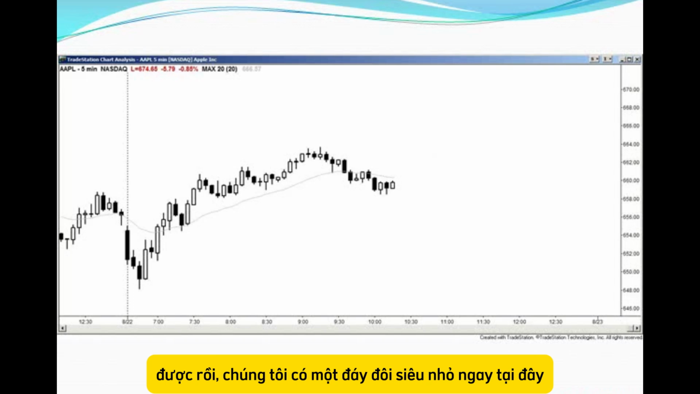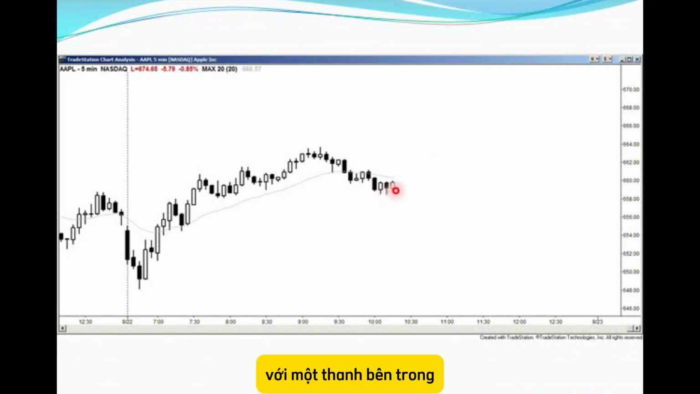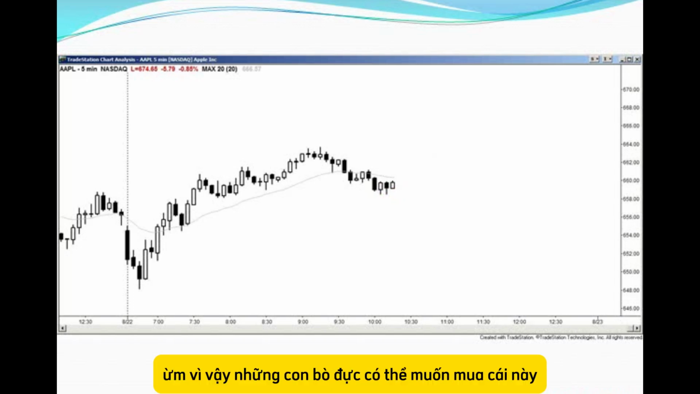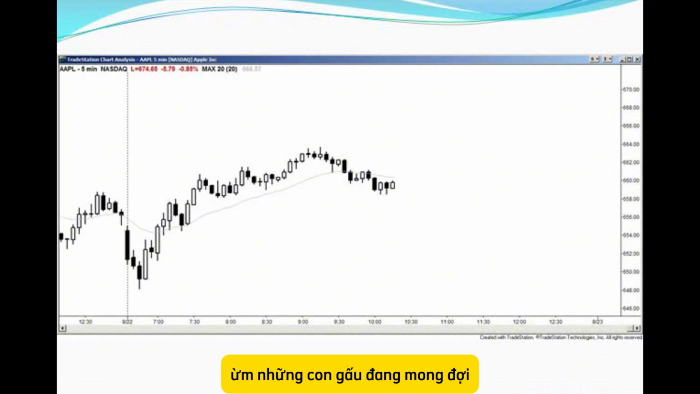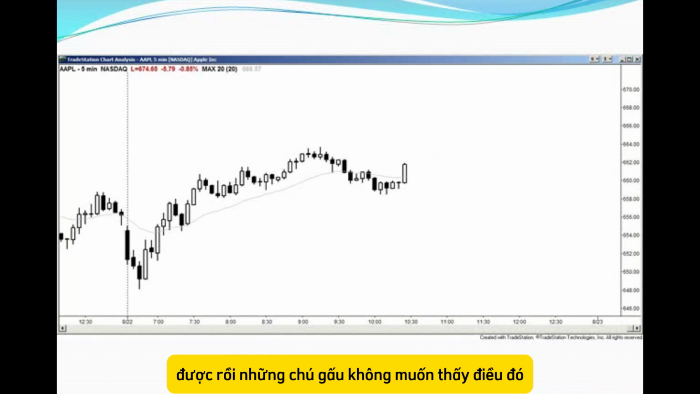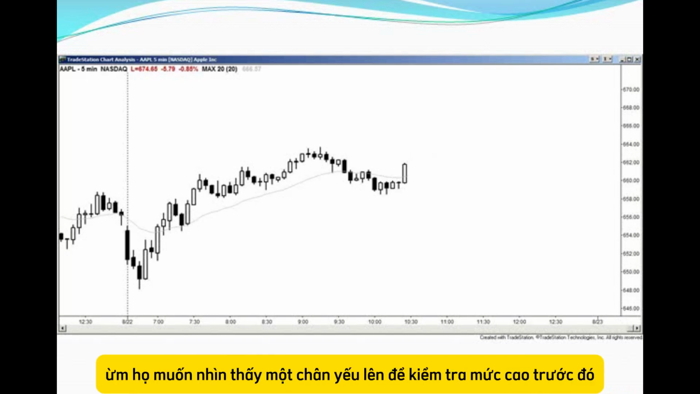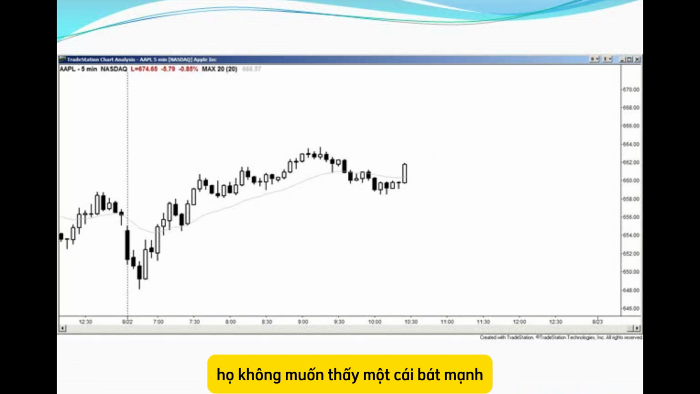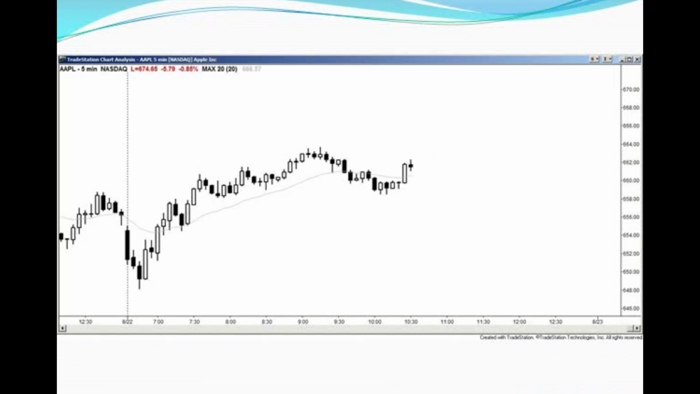Okay, we got a micro double bottom right here with an inside bar, so that's effectively a small triangle. So the bulls might want to buy this. The bears are expecting that the next leg up will be the last and that we'll get a major trend reversal. Okay, the bears don't want to see that. They want to see a weak leg up to test the prior high. They don't want to see a strong bull breakout.